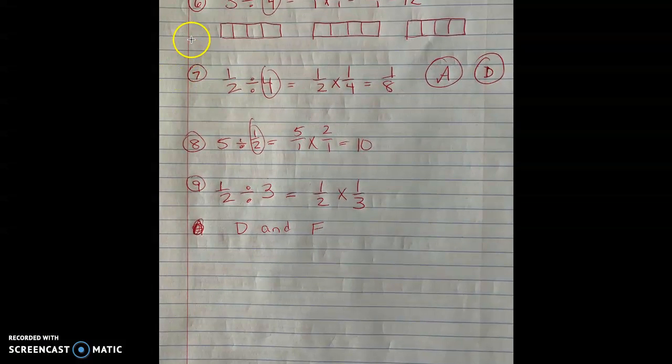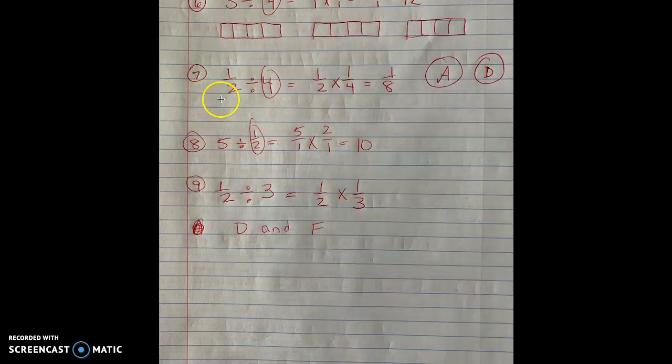Okay, on question number 6, we want to do 3 divided by 1/4. So again, we circle the second fraction, flip it, and multiply, and we get 12. So notice I took this bar and divided it into 4 pieces because of the fraction 1/4. Each bar was divided into 4 pieces. If you count them all, notice you get 12 pieces total.